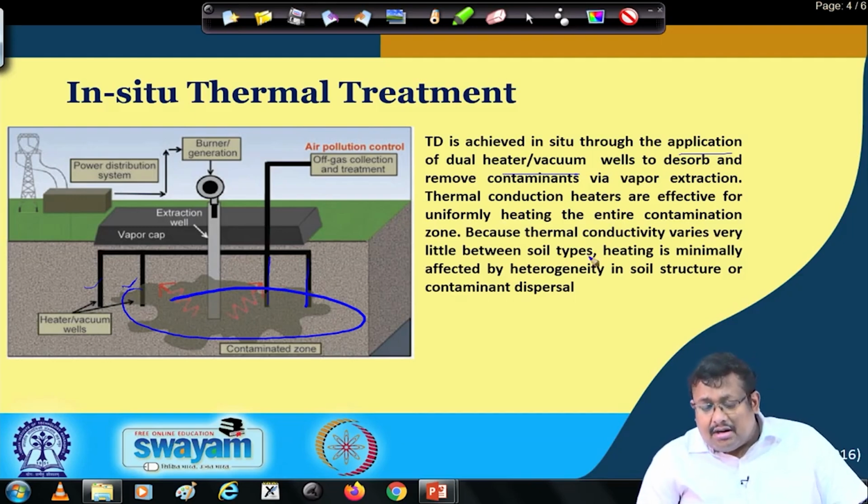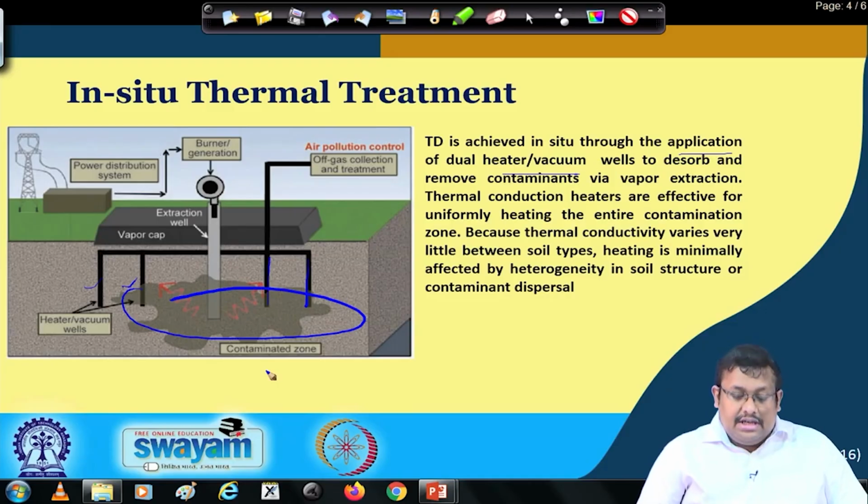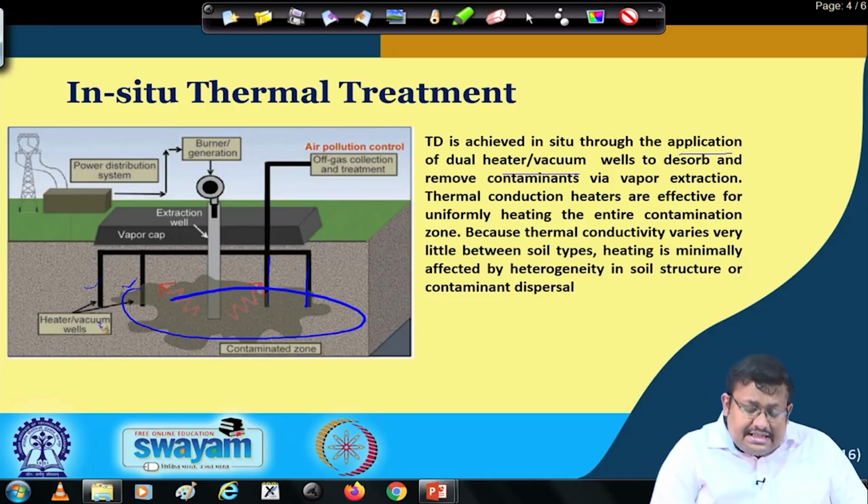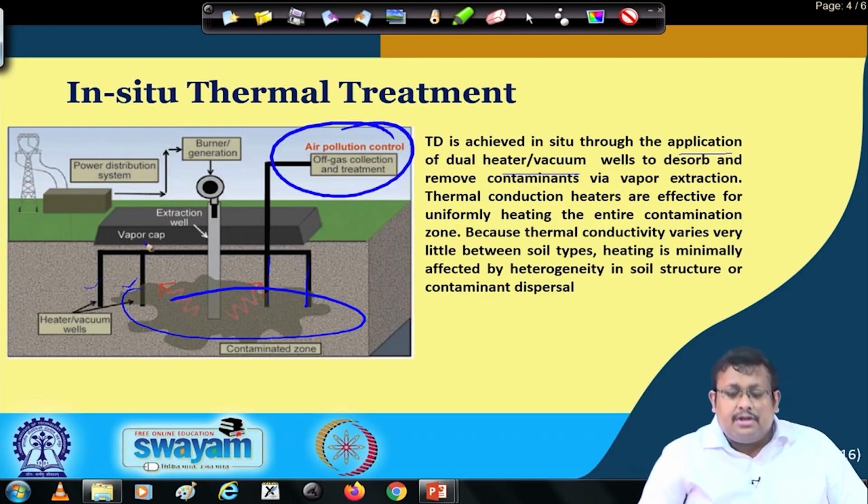Remember that because thermal conductivity varies very little between the soil types, heating is minimally affected by heterogeneity of soil structure or contaminant dispersal. So, this is an example of in situ thermal treatment. You can see now once these contaminant vapors are collected, they are further treated in the air pollution control unit, just like in the ex situ thermal treatment.